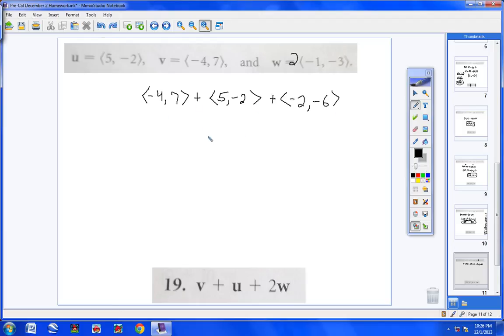We're adding all the way across, so we can do this pretty quickly. Negative 4 plus 5, I'll circle them for you. Negative 4 plus 5 plus negative 2. Use a calculator if you need to. You'll get negative 1. So negative 1. Then we're going to take 7 plus negative 2 plus negative 6. And if you do that correctly, you will get a negative 1. So there's the answer. Vector right there, negative 1, negative 1. Okay? And then lastly, number 21.